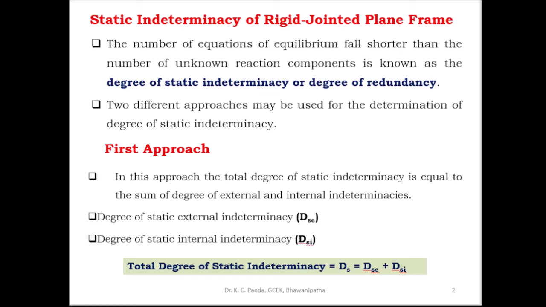So, the additional equations based on the compatibility of deformation must be written in order to obtain a sufficient number of equations for the determination of all the unknowns. The number of these additional equations necessary for the solution of the problem is known as the degree of static indeterminacy, or this is also called the degree of redundancy.